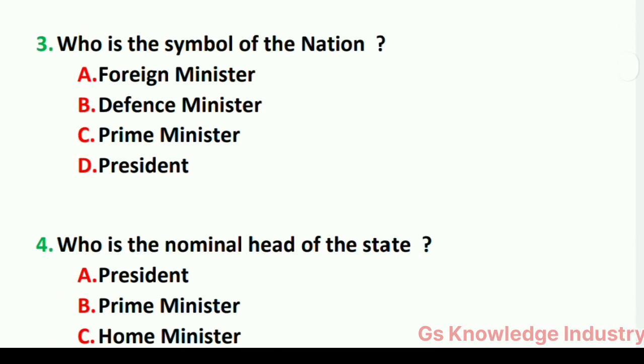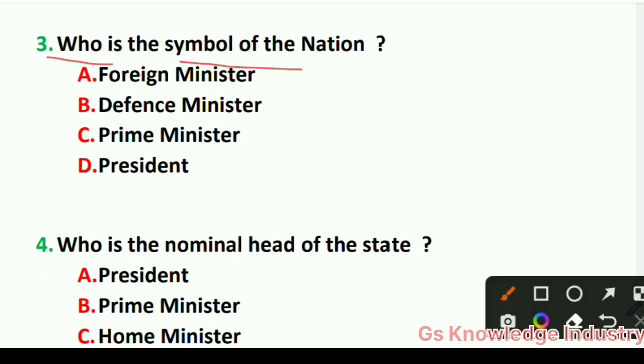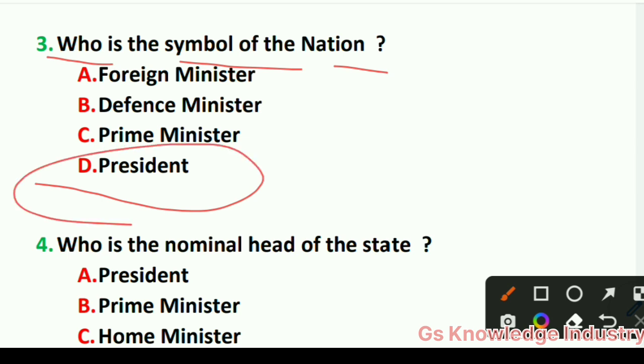Third question. Who is the symbol of the nation? Option A, Foreign Minister. Option B, Defense Minister. Option C, Prime Minister. Option D, President. Here the right answer is option D, President. President is the symbol of the nation.